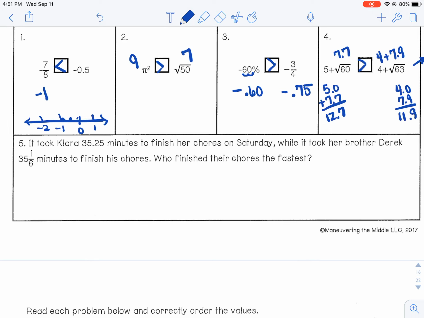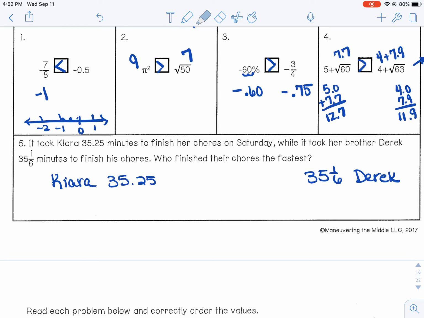Last question on this page. It took Kiara about 35.25 minutes to finish chores on Saturday, while her brother Derek took 35 and 1/6 minutes. So I'm going to write down Kiara's time and Derek's time. Okay, and we have to figure out who finished the quickest. Most of the students that I've had have said Derek. Let's check and see if they're right.